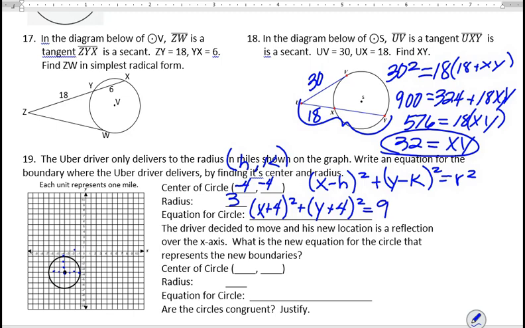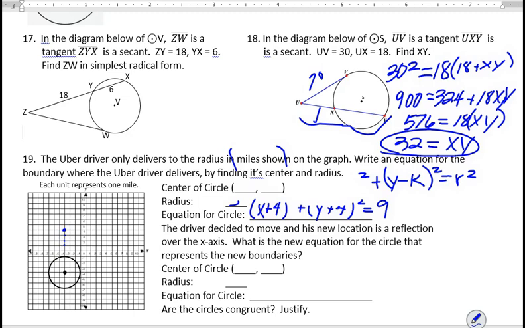Then it says the driver decides to move, and his new location is a reflection over the x-axis. Okay, so let's figure out where that is. It's a reflection over the x-axis. So this point right now is at negative 4, negative 4, so it would have to go above. So we're 4 below, we'd have to go 1, 2, 3, 4 above right there. So that would be our new center, right? It says, what is the new equation for the circle? It represents the new boundaries.